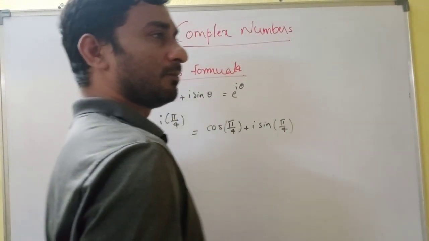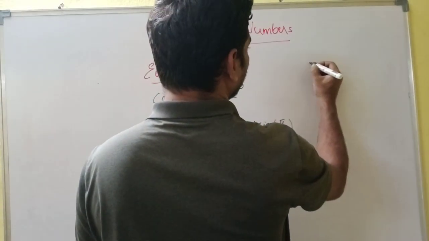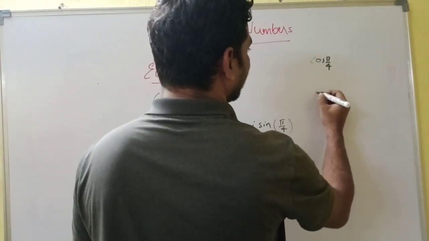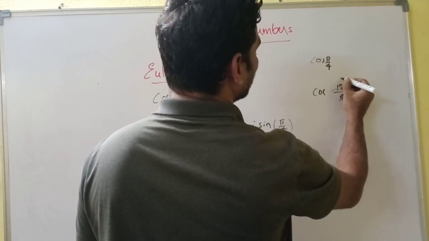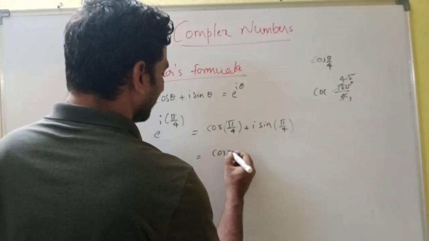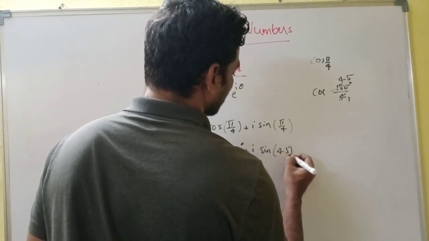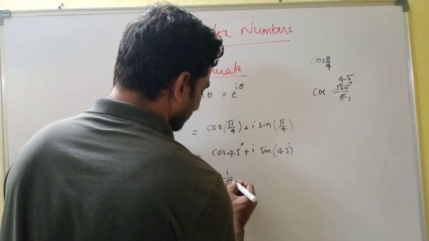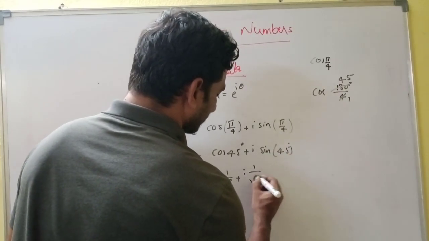What is the value of cos pi by 4? If you go to the trigonometric table in my video, you can see the value. Pi means 180 degrees, so 180 degrees divided by 4 is 45. So this equals cos 45 degrees plus i sin 45 degrees. The value of cos 45 is 1 by root 2, and the value of sin 45 is also 1 by root 2.